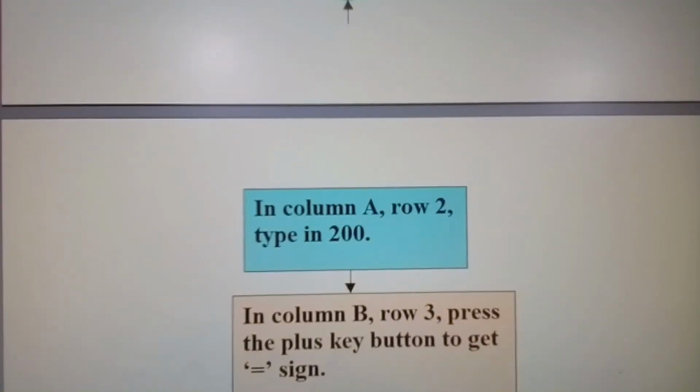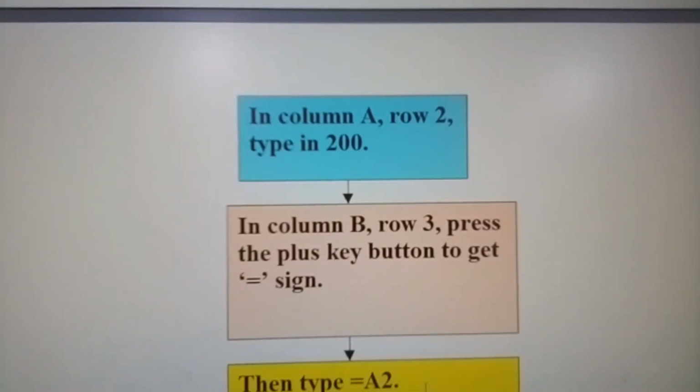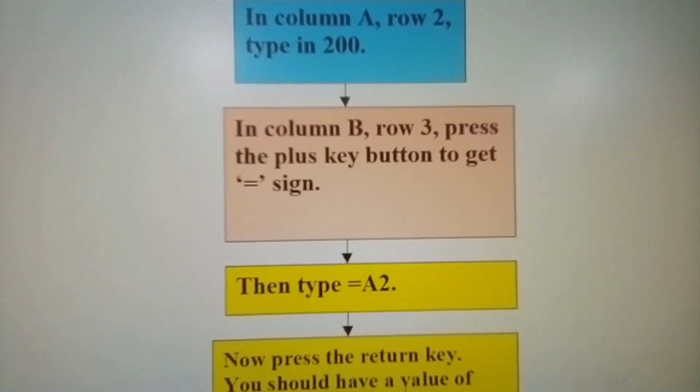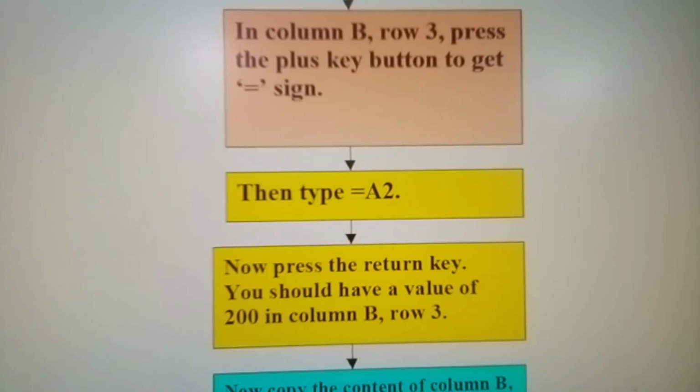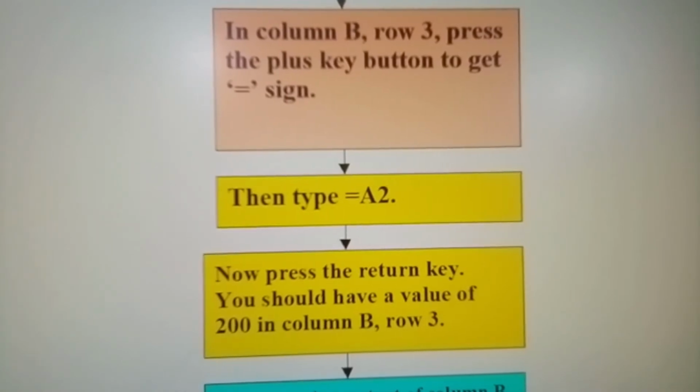In column A, row 2, type in 200. In column B, row 3, press the plus key button to get at the equal sign. Then type equal A2. Now press the return key. You should have a value of 200 in column B, row 3.